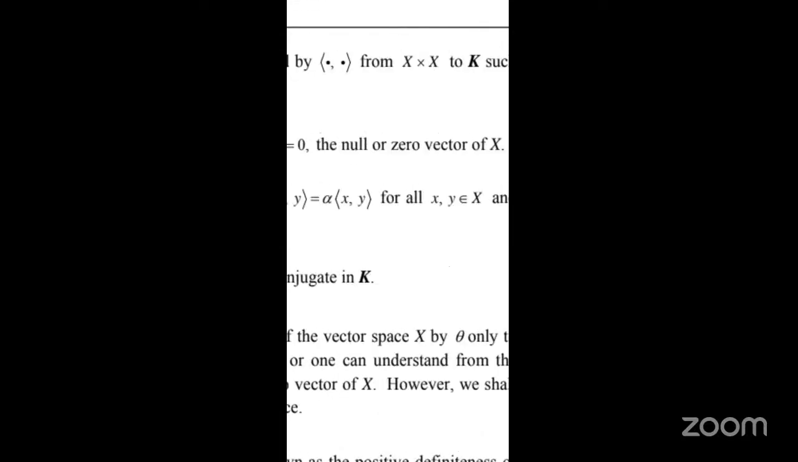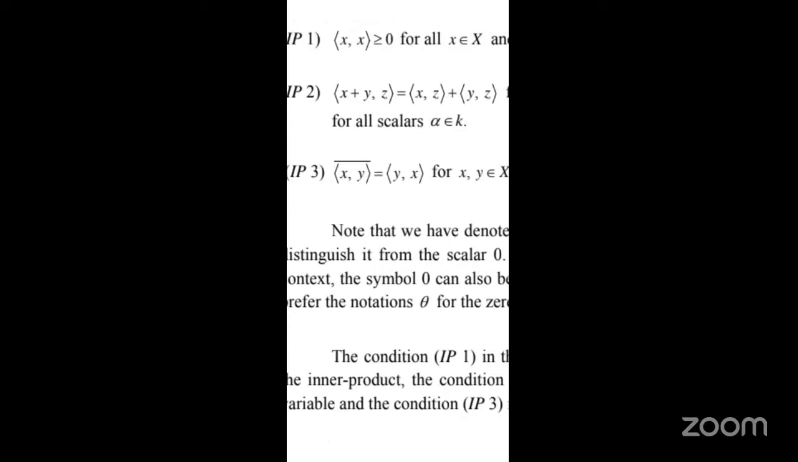So, here the 0 means the null or zero vector in X. Second one, here the condition is with respect to vector addition. So here x plus y and z, so that is also distributivity. We can write the inner product of x and z plus the inner product of y and z, for all x, y, z belonging to capital X.